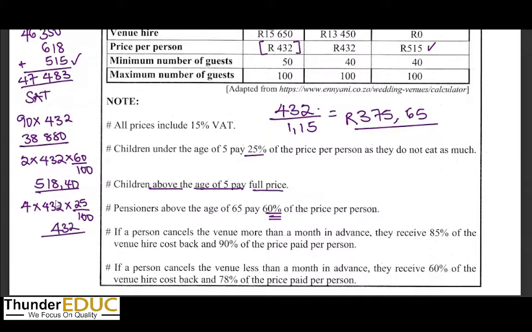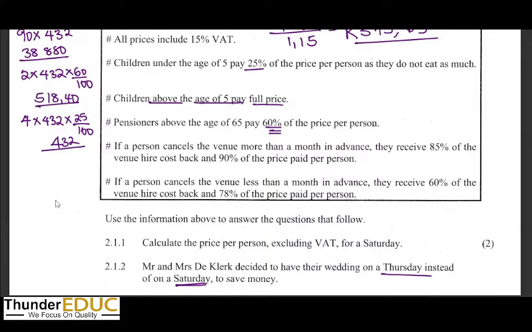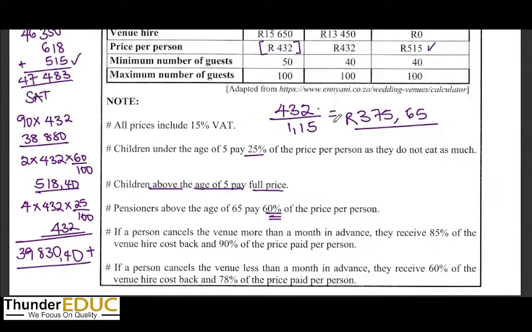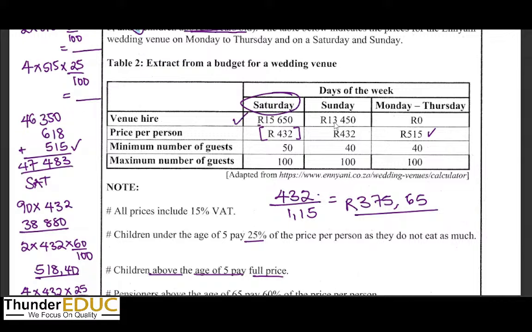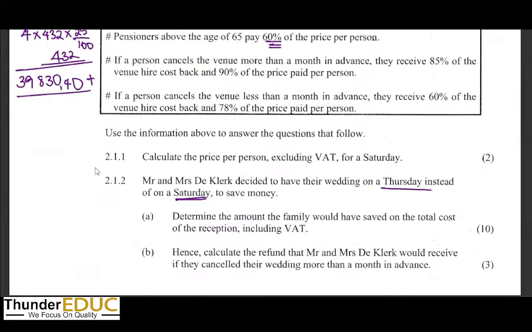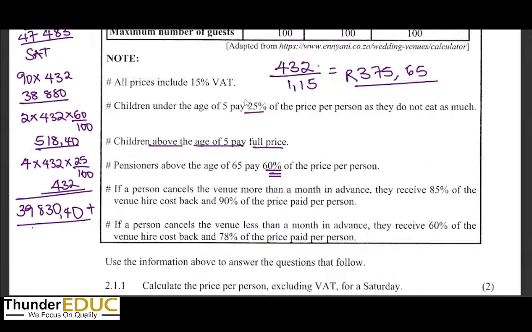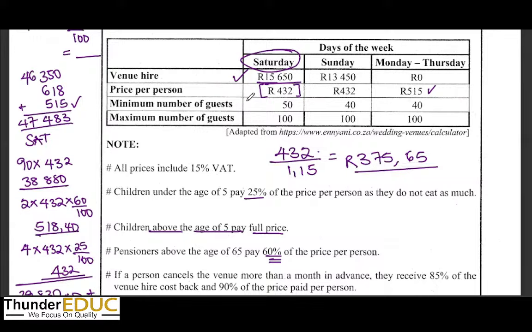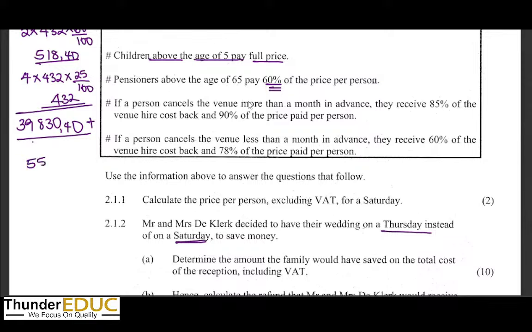So let's add it up also. We need to find out how much was spent on Saturday. Saturday, we are going to add the 38,880 plus 518.40 plus the children's amount. So here we have the answer as 39,830.40 plus the hiring of the venue. Remember on Saturday, you need to hire the venue, which is 15,600. So we add on the hiring of the venue. When you add on the hiring of the venue, you end up having 54,480.40.